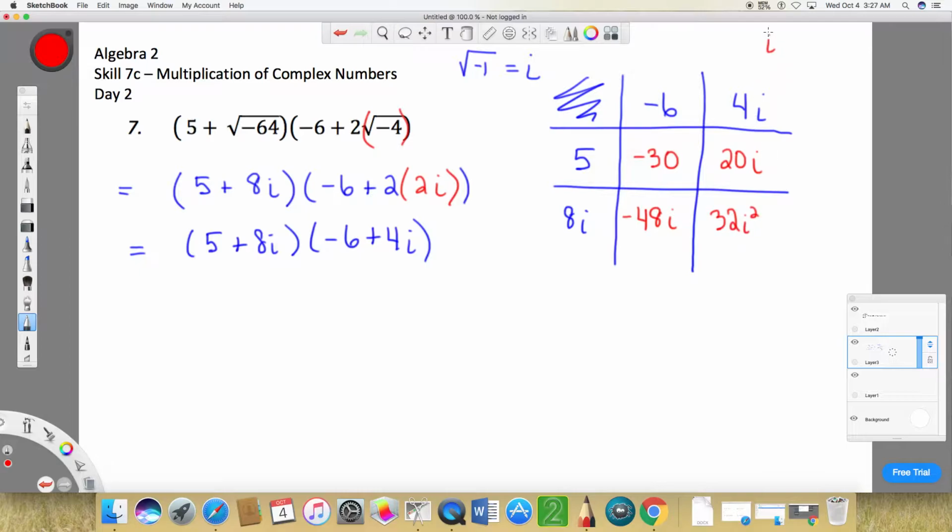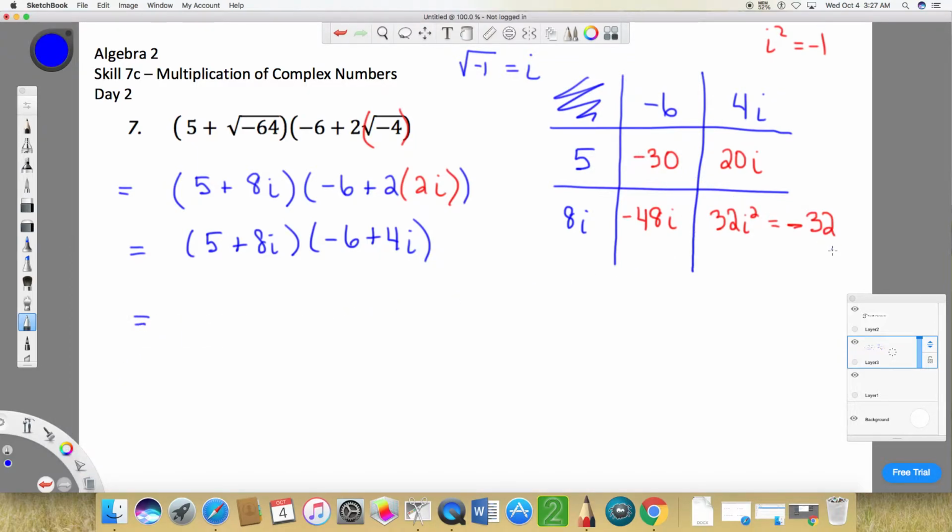But we know that i squared is -1. So we know to treat that to just change the sign. If you multiply by a positive one, it would just leave it alone. It would be 32. But when it's a -1, it changes the sign. So we've got 32i squared is equivalent to -32. So let's come back to our work over here.